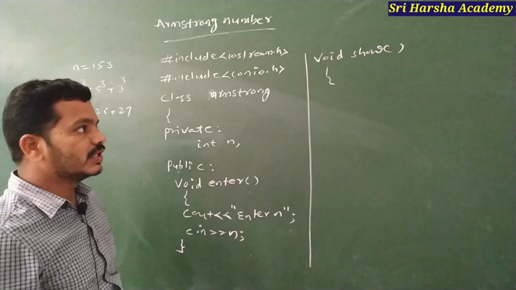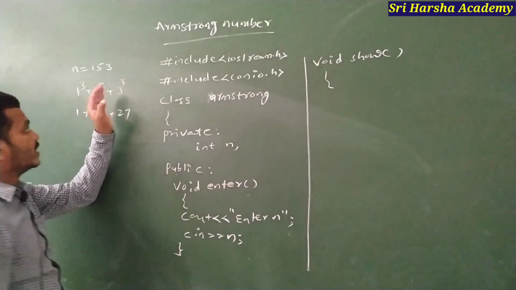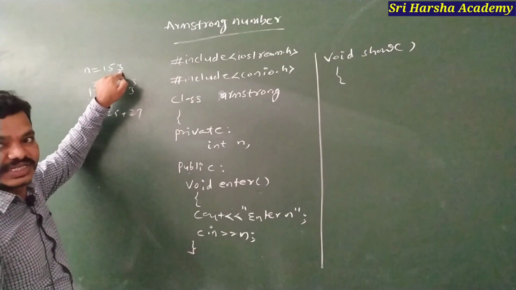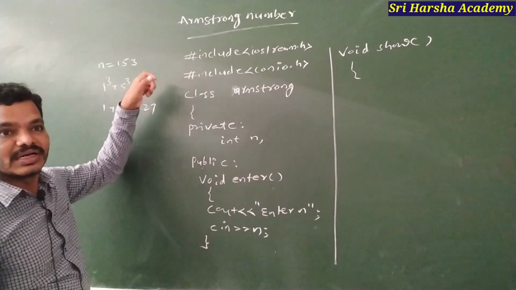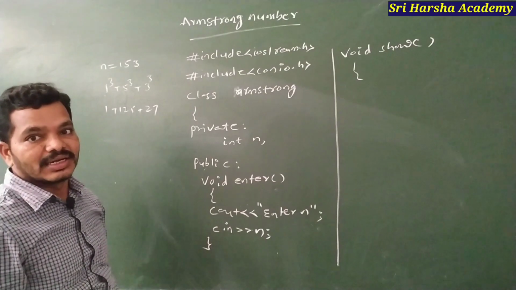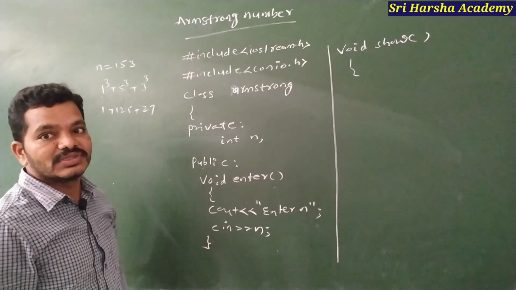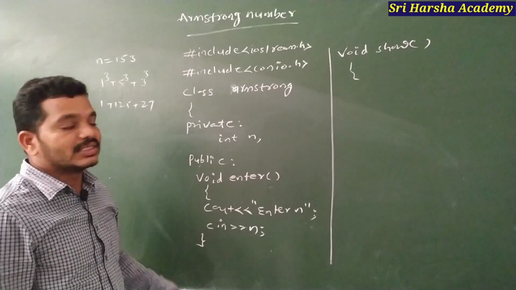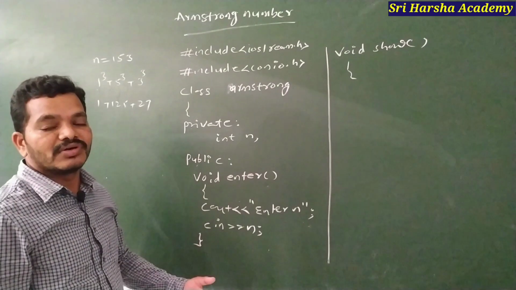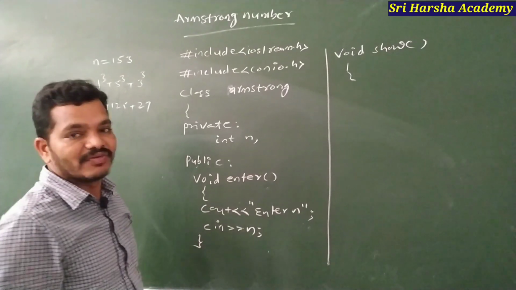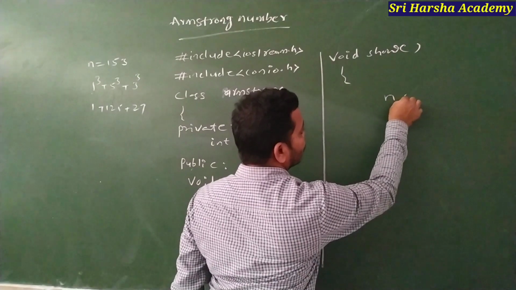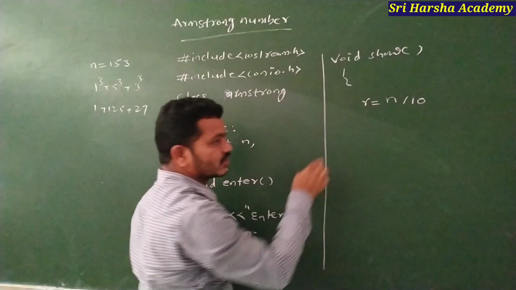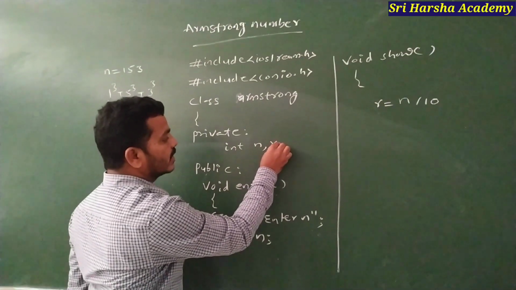Next, here we get the individual digits. First of all we get the 3 from 153. To get the individual digit we have to apply the mod operator, which gives the remainder value. When we apply the mod operator, that is n modulus 10, then we get the value 3. So we get the remainder value r, and that's why we declare one more variable here, r.